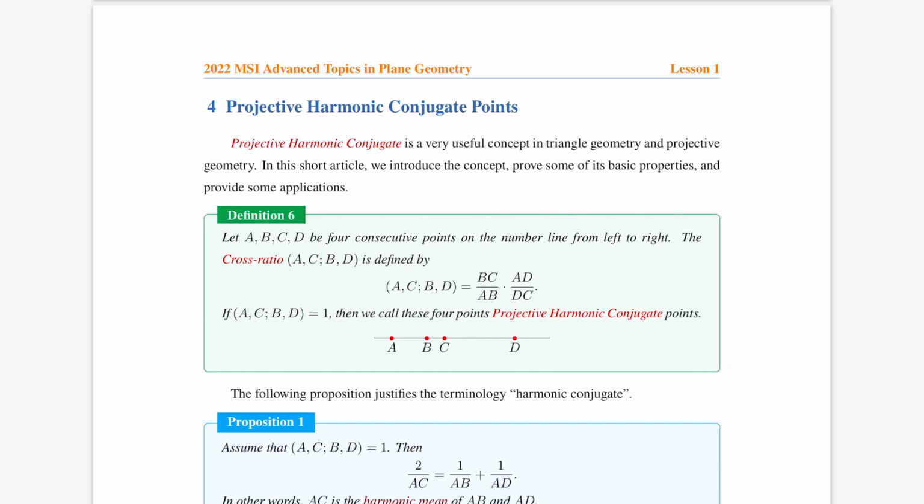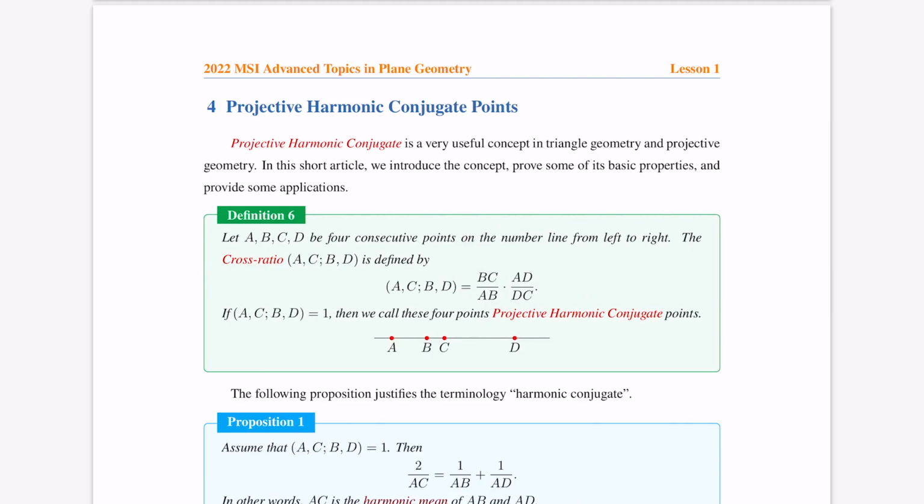And the cross ratio is denoted using this bracket A, comma C, semicolon, BD. That represents a real number. That real number is equal to BC over AB times AD over DC. Okay, so at first glance, you may wonder why we define such a strange quantity, but why should we do so? Okay, so hold on. Let's make another definition.